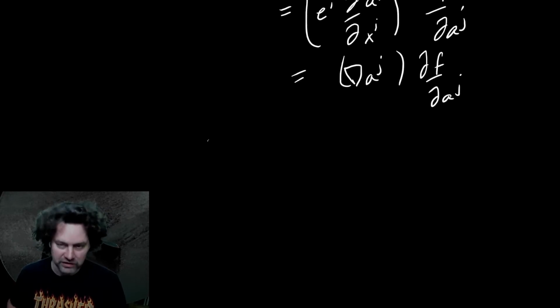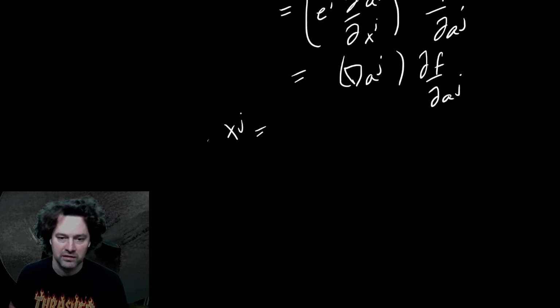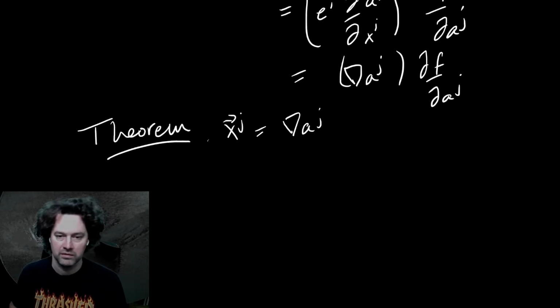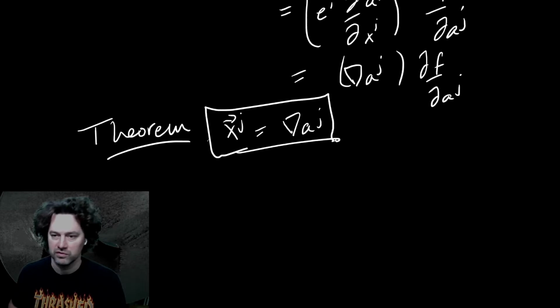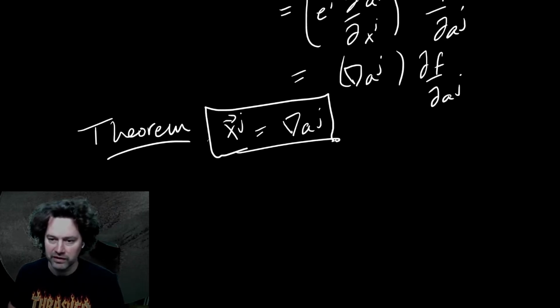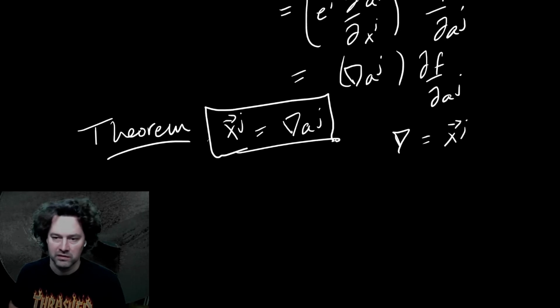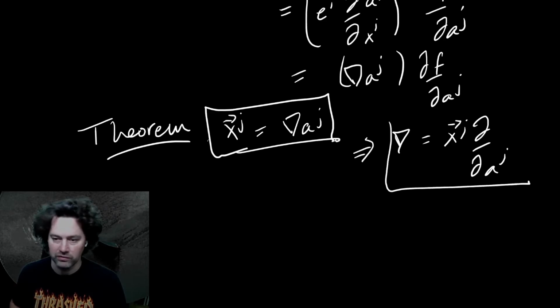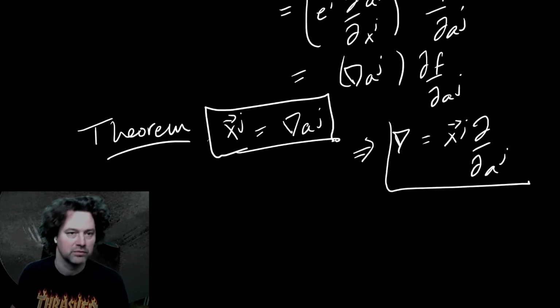What we want to now show, and this is a theorem, is that xj, the reciprocal vector, equals the gradient of aj. So if we do that, then we find that the gradient is xj d daj. So this is a consequence of the theorem once we prove that theorem. So let's prove that theorem.